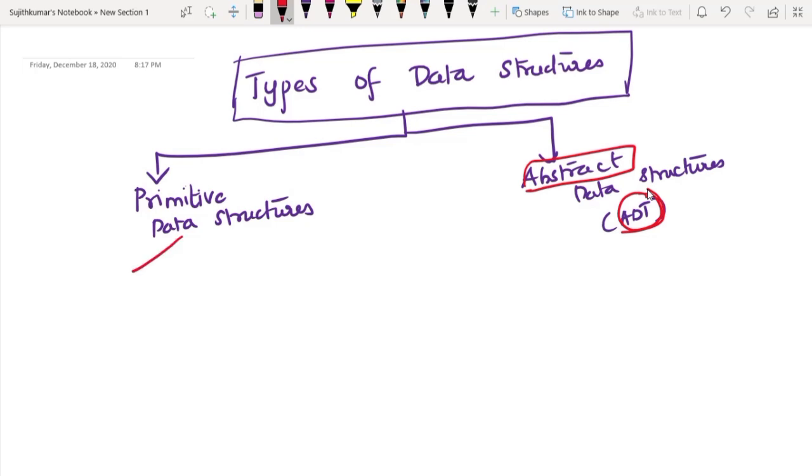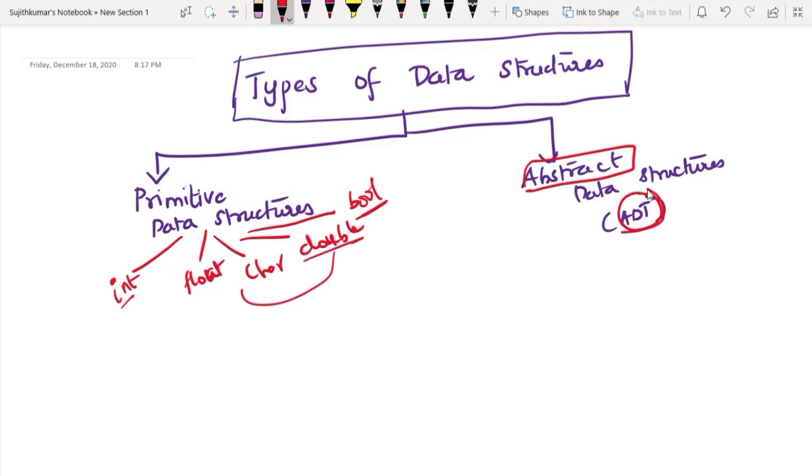These primitive data structures are somewhat familiar to you. They are nothing but the int, float, character, double, and if you are familiar with Dart, you can also have Boolean, bool. So these are the famous primitive data types. And you know the meaning of them, right? You know what is integer, floating point variable, character, a double, which is similar to floating point, and bool, which can have only two values, true and false.